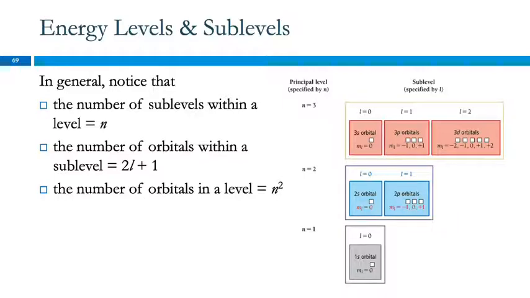The number of sublevels in a level is equal to n. The number of orbitals within a sublevel is 2L plus 1, and the number of orbitals in a level is n squared. Okay, fine, whatever.